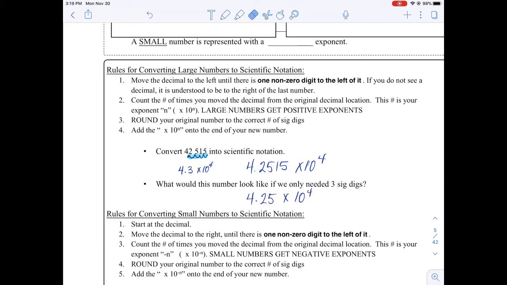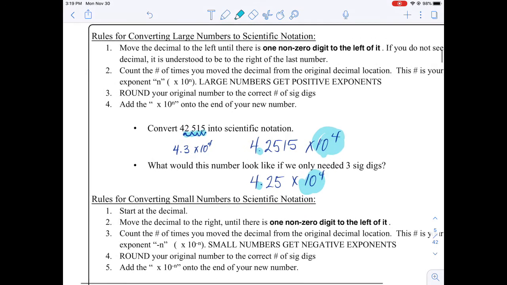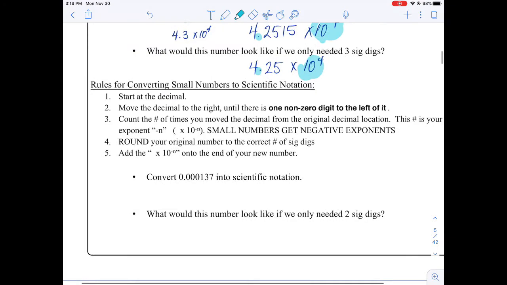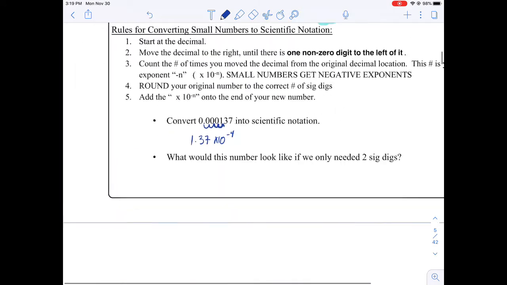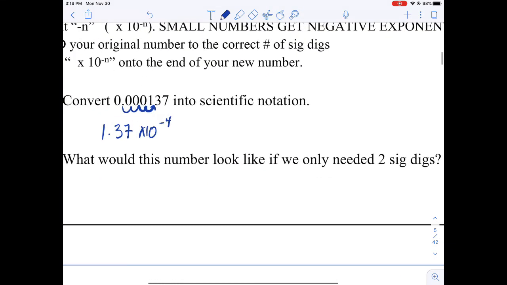So this 10 to the 4 is representing the number of decimal places that we moved over to put the decimal in this spot. If we're going to convert to smaller numbers, we're going to again move it over. We're going to again use these bum cheeks, and we're going to go 1, 2, 3, and then we're going to put it here so that we get one number in front of the decimal. It'll be 1.37 times 10 to the negative. In this case, it's a small number, 1, 2, 3, 4 bum cheeks. So 1.37 times 10 to the negative 4. If we only needed 2 sig digs, this would be 1.4 times 10 to the negative 4.